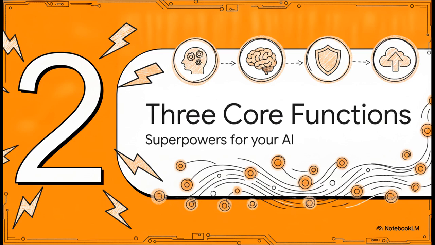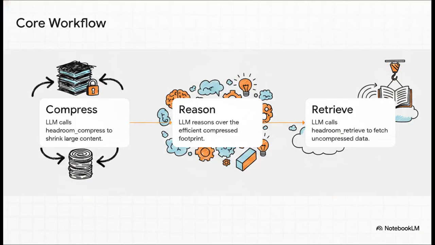Moving on to Section 2, 3 core functions. Let's talk about the absolute superpowers Headroom is going to give your AI. So how does this actually look in practice? It's basically a highly efficient 3-step dance. Step 1, when the LLM hits a massive file, it says nope and calls Headroom compress to shrink it down right then and there. Step 2, the LLM takes this newly compressed, hyper-efficient little footprint and actually reasons over it, doing all its heavy thinking without any of the bloat. And step 3, if the LLM suddenly realizes later in the chat that it needs those exact original details, it just calls Headroom retrieve to fetch the uncompressed file back.